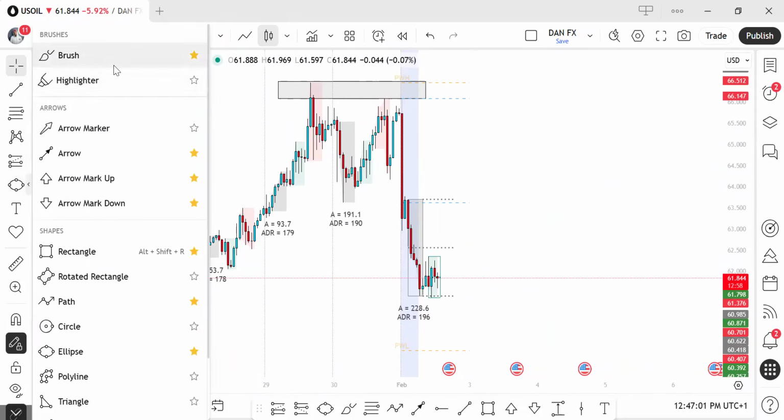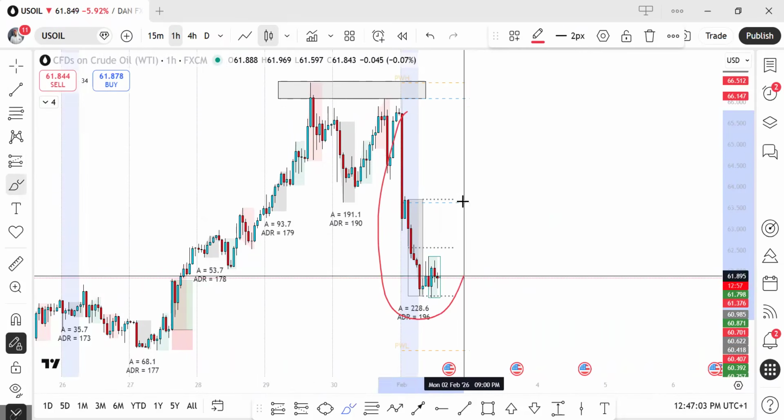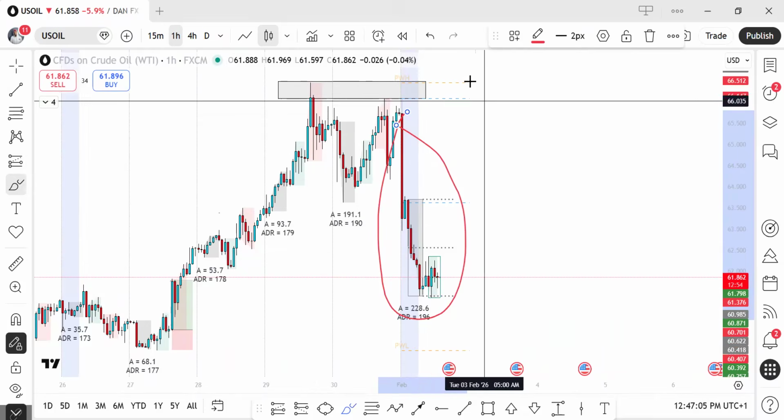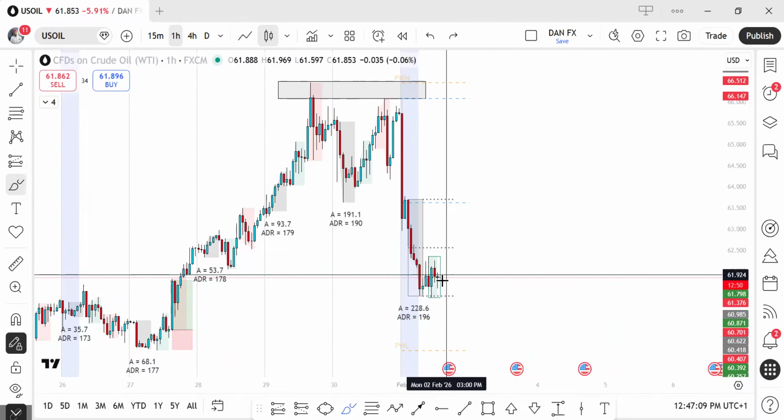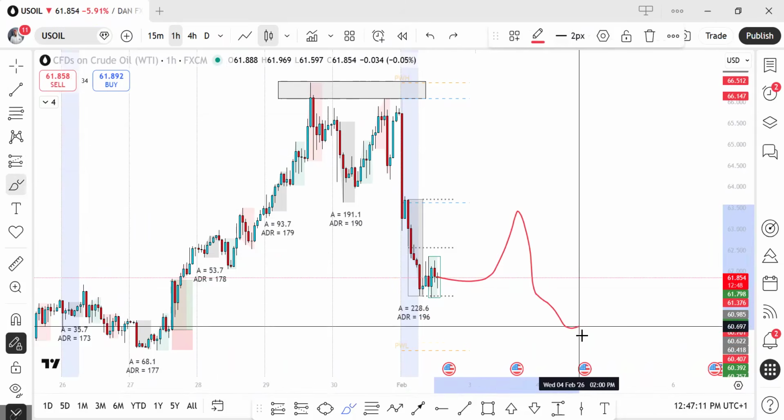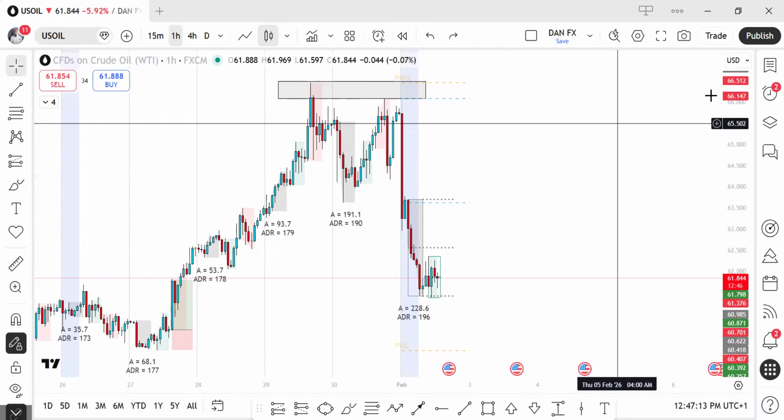Nothing's really going to happen today because they've already done the entire move for today. So there's nothing that's really going to happen on US oil today again. It's going to be until tomorrow. So tomorrow I'll be looking for a pullback or a continuation to take this back down.